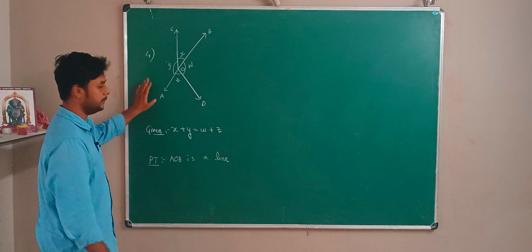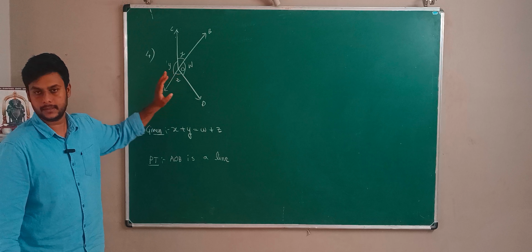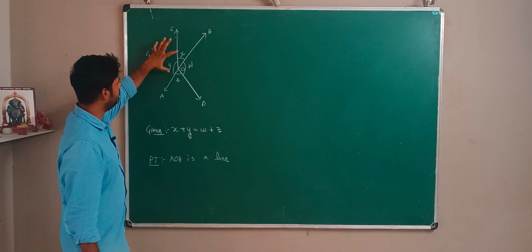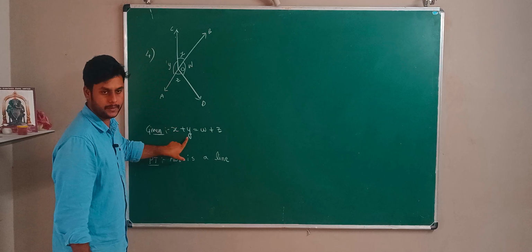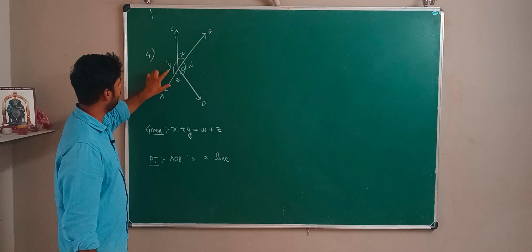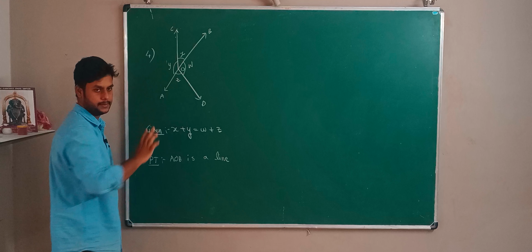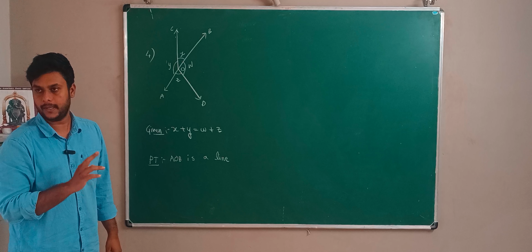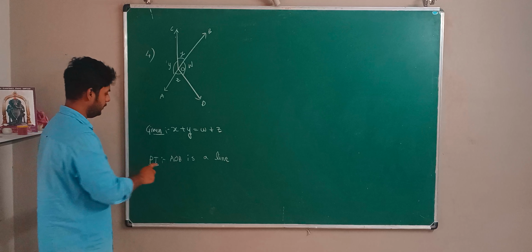Okay, see here. This is the diagram. What is given for me? X plus y. See in the diagram, x plus y is equal to w plus z it seems. If you add that, you will get w plus z. Now what should I prove?